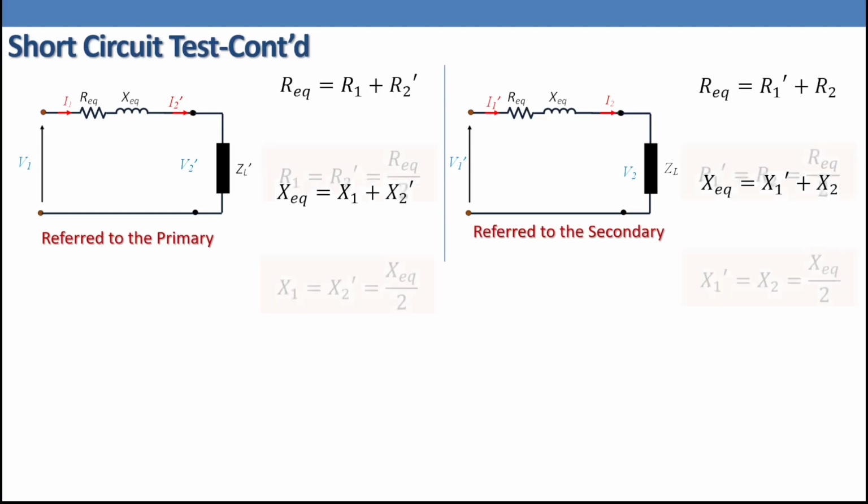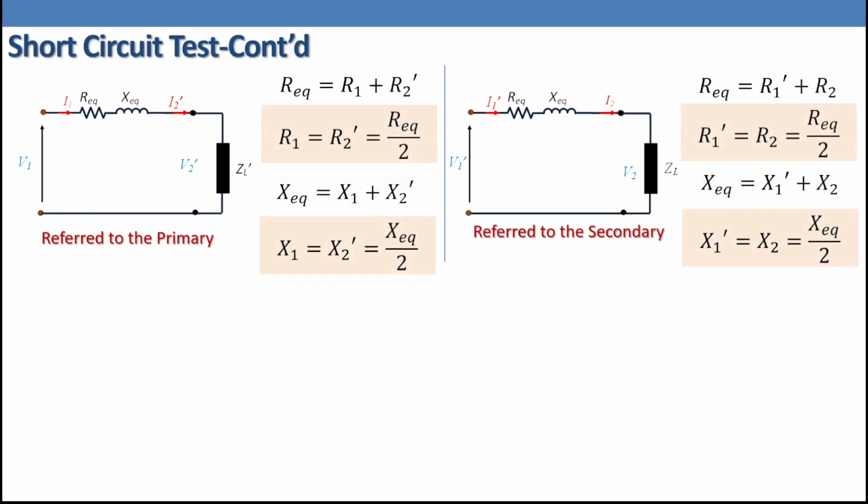So what we can do now is say that if it's referred to the primary, R1 equals R2 dash equals R equivalent over 2, and X1 equals X2 dash equals X equivalent over 2. And if it's referred to the secondary, R1 dash equals R2 equals R equivalent over 2, and X1 dash equals X2 equals X equivalent over 2.